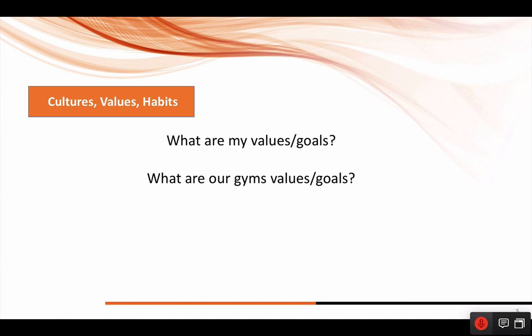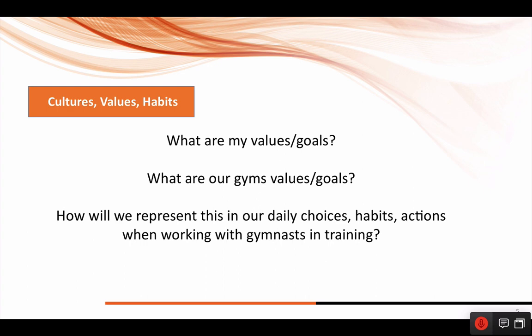Based off these two things, you can then say, okay, now I know my goals, we know the team's goals or the values of our gym, how are we going to represent this? How do our choices, our habits, and our actions in the gym every day reflect this team goal that we've established, or reflect my personal goal of open communication and constantly being self-aware? You can build these things in layers, and that's going to dictate when you actually prescribe workloads or recovery strategies, how much of it actually gets done and how much of it actually is effective. And I'll give you my examples here, right?